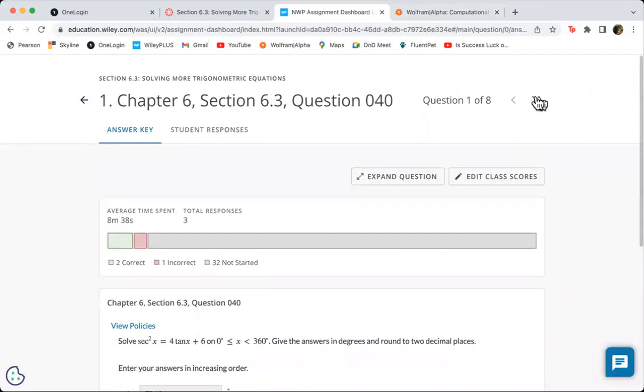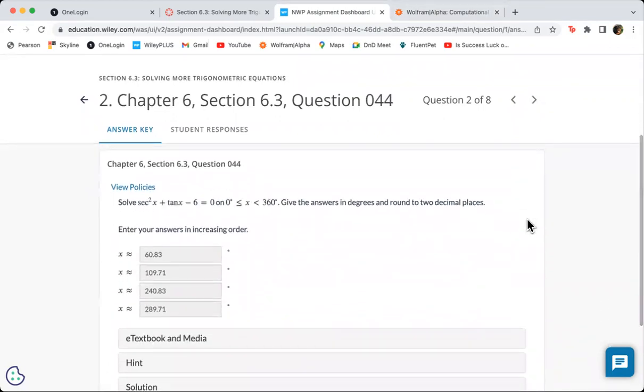See what wonders the next one holds. So in this problem, secant squared x plus tangent x, so this is going to involve the same stuff. We have secant squared plus tangent minus 6 equals 0. So this is 6, section 3, problem 2. So we get secant squared x plus tangent x minus 6 equals 0.